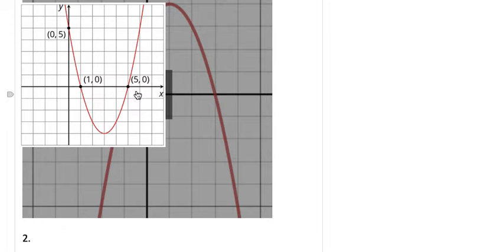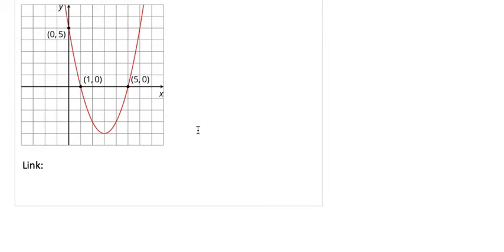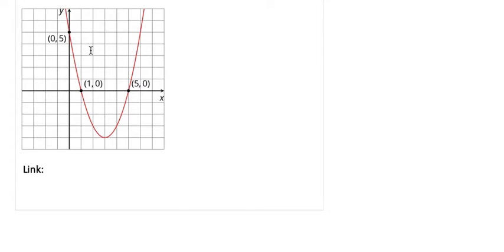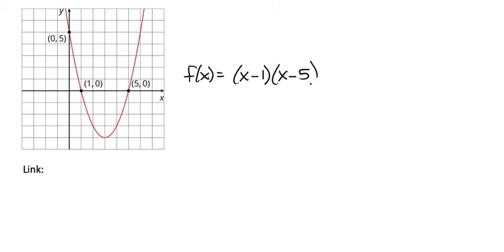So my second graph is this one, where we have (0, 5), (1, 0), and (5, 0). So identifying my x-intercepts here, I have an x-intercept at (1, 0) and an x-intercept at (5, 0). So in terms of my function, that would give me x minus 1 and x minus 5. So the opposite signs of those two x-coordinates. In this case, the parabola is opening upward, so I don't need a negative sign in front of the parentheses.